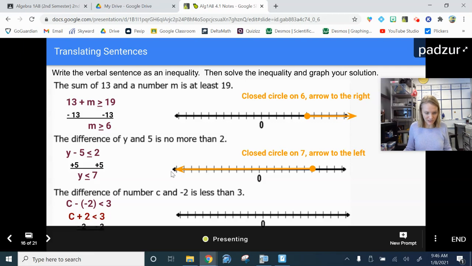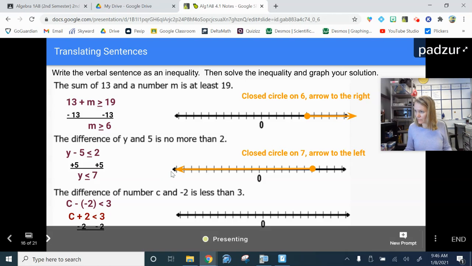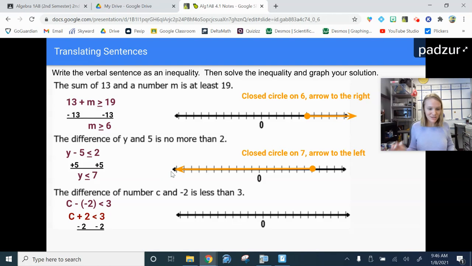I gotta close this little guy down. There we go. And so then if I do 3 minus 2, the 2 minus 2 just disappears, so c is all by itself. And I got to do 3 minus 2. I wrote too big. So I get c is less than 1.